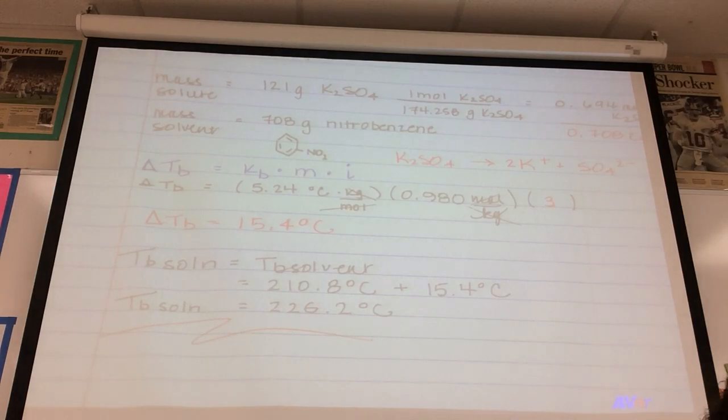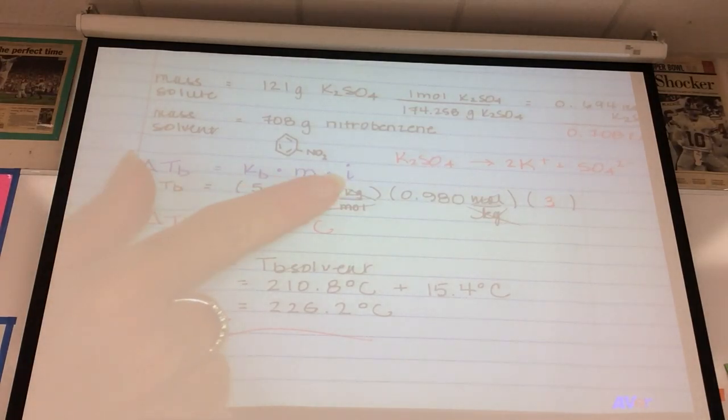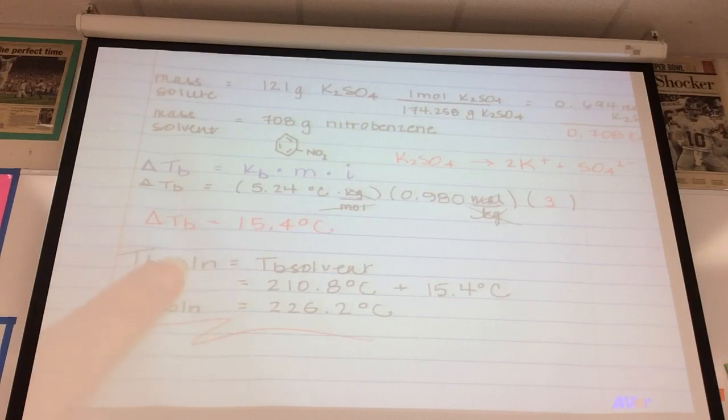So when finding the boiling point of the solution, you first find the delta TB by multiplying the KB, the molality, the I. Once you get it, you add it to the boiling point of the solvent.